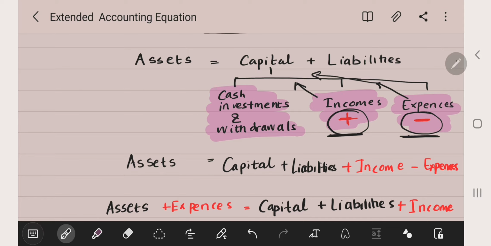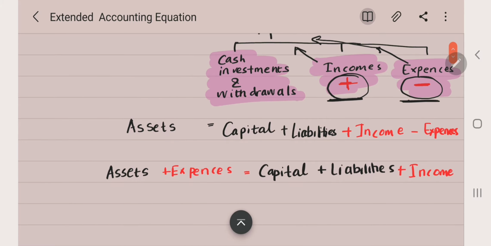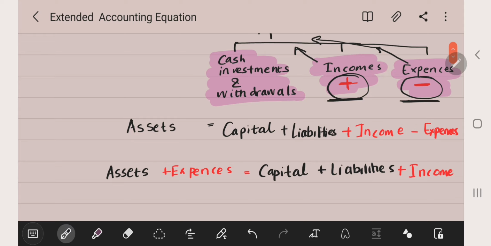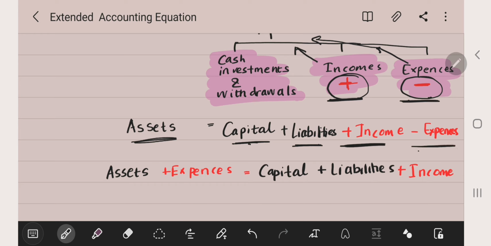So what I am going to do is recreate or expand the equation by this rule. Our basic accounting equation is assets equal capital plus liabilities. I took income and expenses out of the capital portion, and I am going to write them separately. Since income will increase the capital, I put plus income, and since the expenses are decreasing the capital of the business, I have put minus expenses.